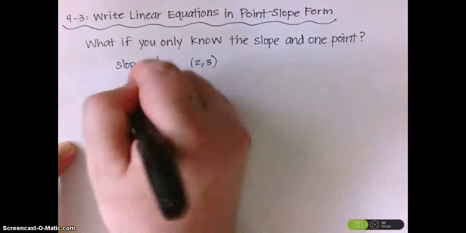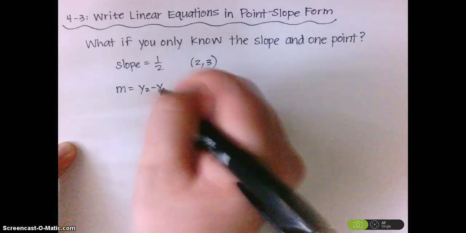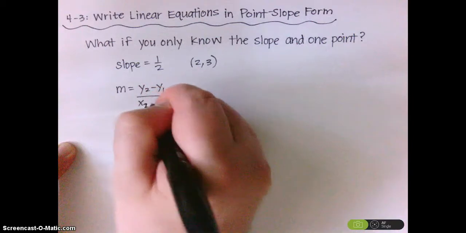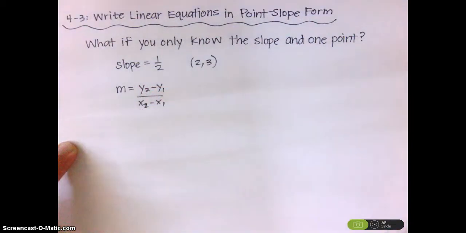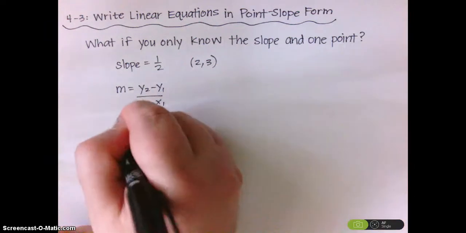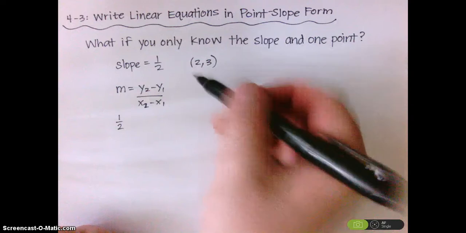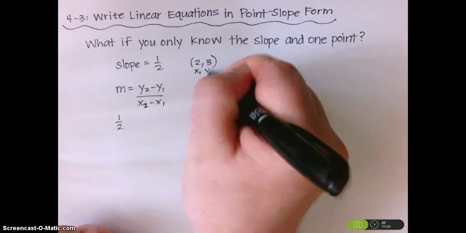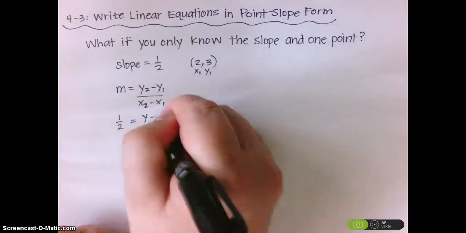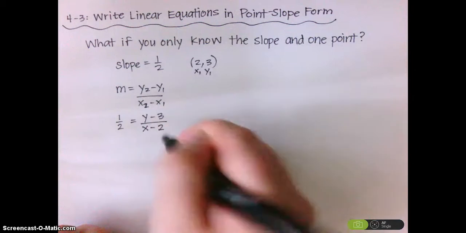Well, let's use the slope formula that we've known for quite some time now. m is equal to y2 minus y1 divided by x2 minus x1. Okay. Let's plug in some of the things that we know. I know that the slope is 1/2, but I only have one point. So I'm going to use that as my x1 and my y1. So I'm going to rewrite this as (y minus 3) divided by (x minus 2).